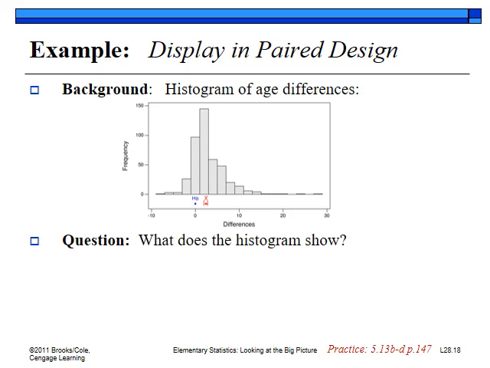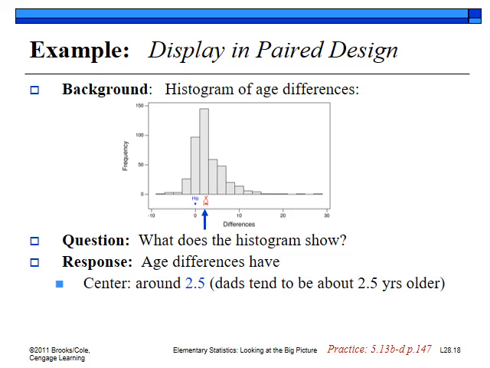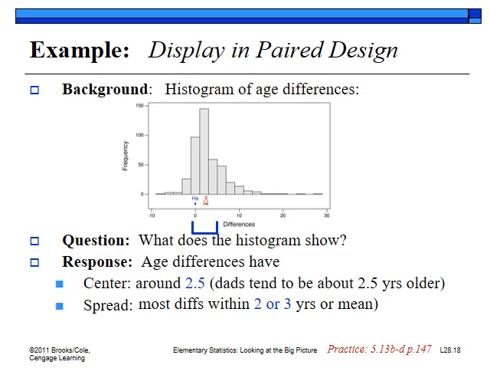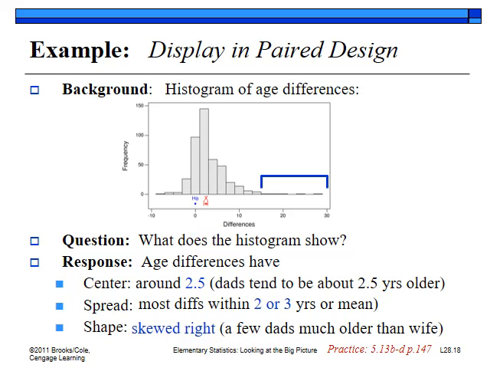So here's the histogram again. What do we see? Well, the difference in ages is centered at around 2.5. You see it labeled on the graph with x bar. The spread looks like it's about 2 or 3. And the shape is skewed to the right. We see a nice long right-handed tail.